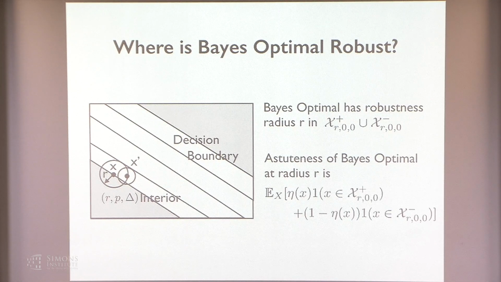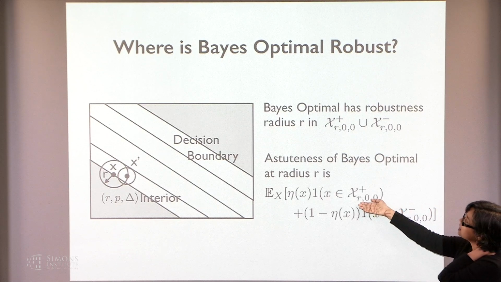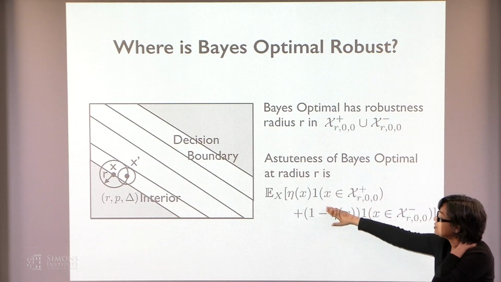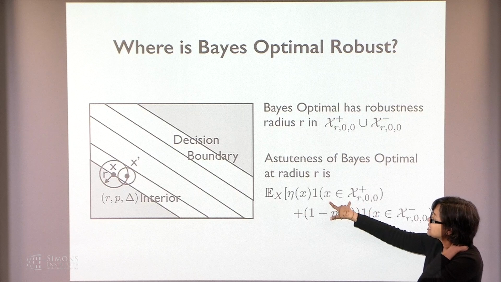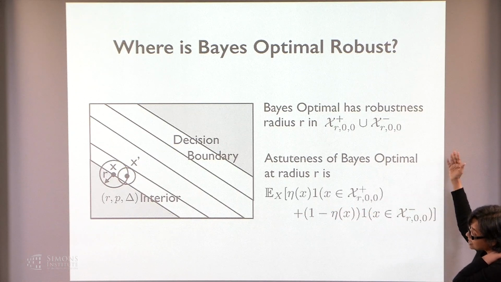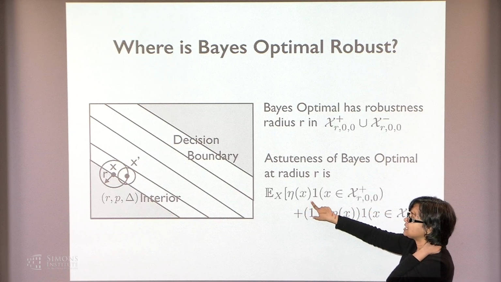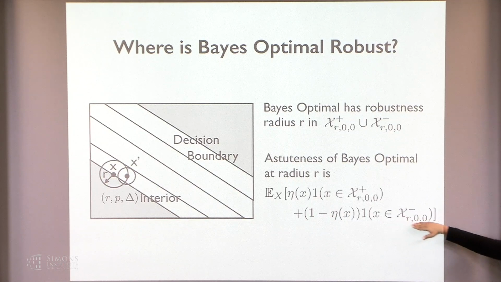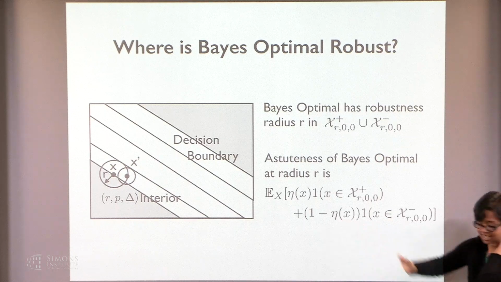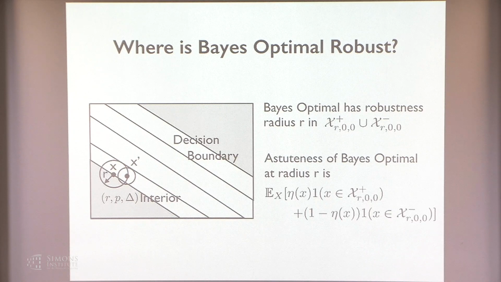And then you can also set up the astuteness. You can talk about astuteness, and it's what you would expect it to be. This is eta of x times this, where it's robustly positive, and this is the probability with which it's positive, plus this, where it's robustly negative, and this is the probability with which it's negative. So once you set up the definition, this is quite easy.